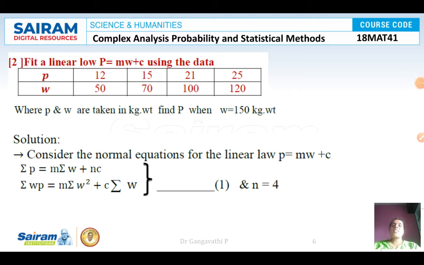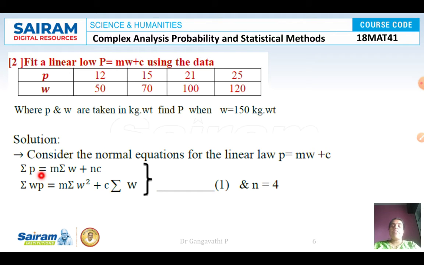Okay, so there is an additional question asked here: we have to find the value of P when W is equal to 150. Now let us start solving the problem. Consider the normal equation. Instead of y is equal to mx plus c, we have P is equal to mW plus c. So in place of x we have W and in place of y we have P. Let us write the normal equations for this equation of a straight line.